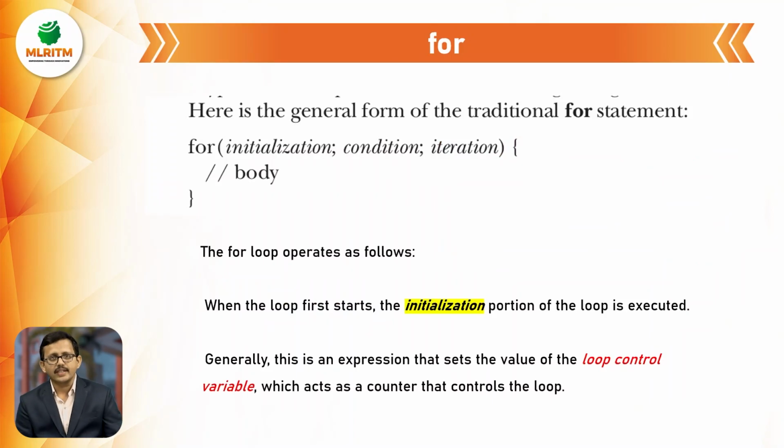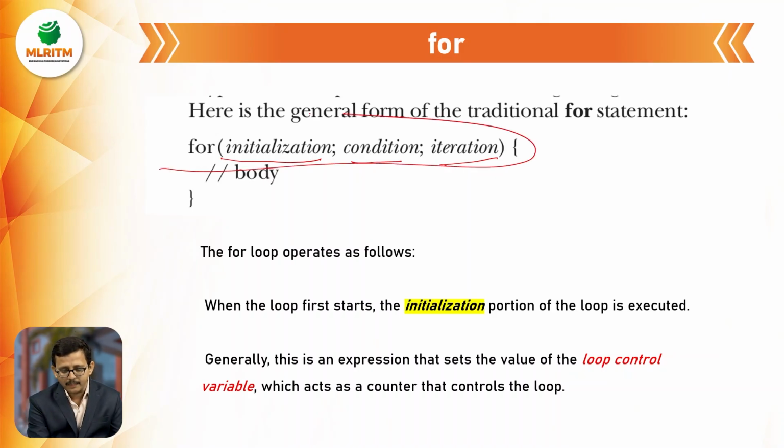The next and the most important and widely used iteration statement in Java is your for loop. Why is it widely used? Because it has that many uses. Let us see what they are. The general form of the traditional for statement is for initialization, condition and iteration. So we can initialize, set the condition and iterate in a single statement, instead of writing a whole body.